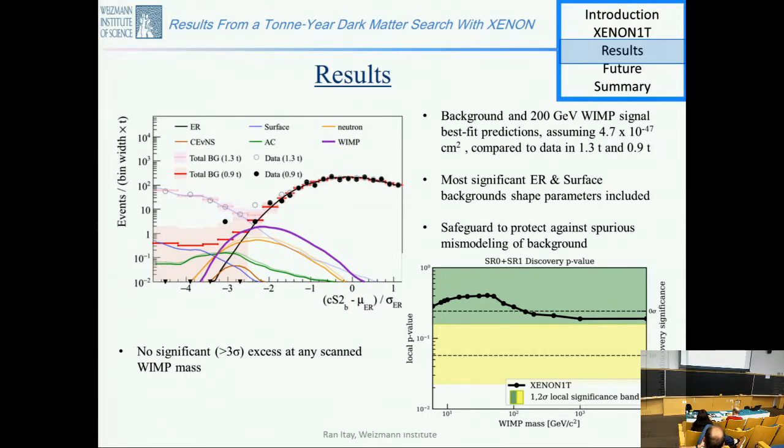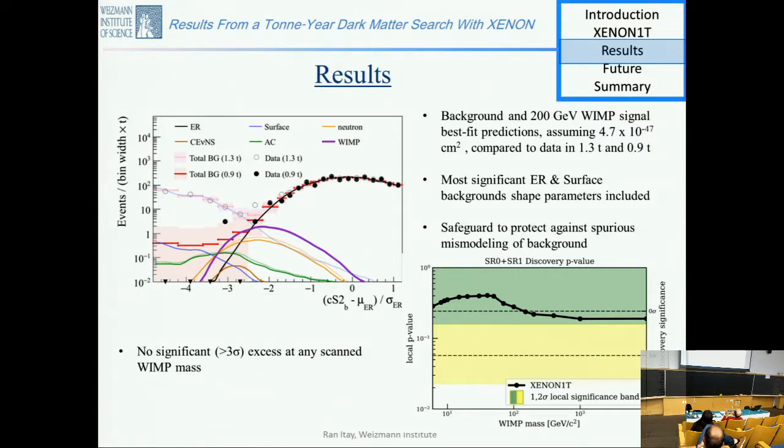So we see that for events in the ER band, the black dots here are the data for the 0.9 ton fiducial volume, which is the inner core, and the empty dots are the 1.3. We are compatible with background expectation here and here. We have this small deviation here, which eventually turns out to be less than a 1 sigma effect.